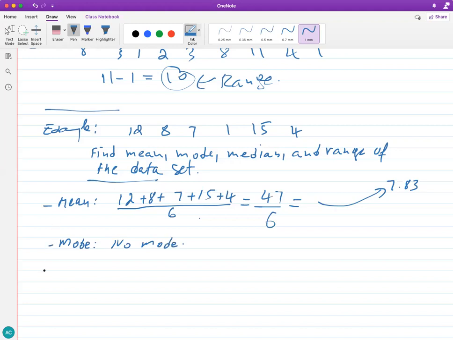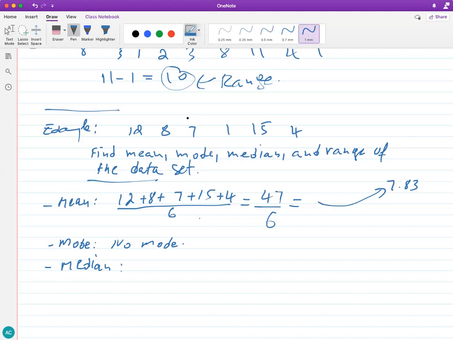After that, we need to go to the median. 7.5. Okay. For the median, we need to find a middle value, but we have 6 values here. 6 values is an even number, so there's no middle value. We'll have to find 2 numbers in the middle, add them and then divide by 2, because there's 2 values. You do the average of them.